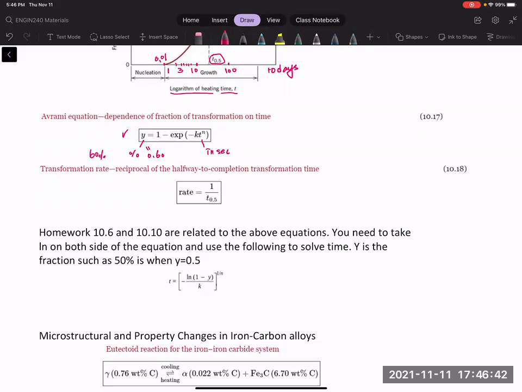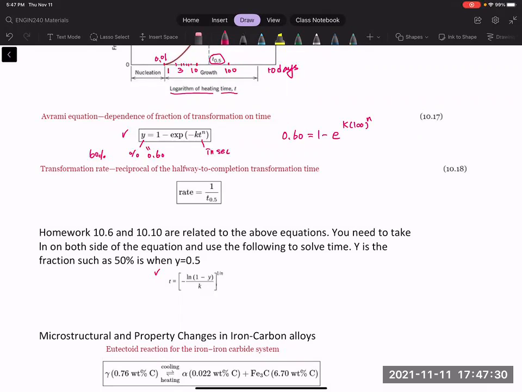When you do this kind of calculation, one useful thing to keep in mind is that this equation will help you find the time, because the time is raised to the power of n, where n is normally not an integer, it could be like 5.7 or 2.9. Then how do you find it? For example, if you have 60% of the transformation after a certain time, and the time, let's say, is 100 seconds to the power of n, then how do you solve this?